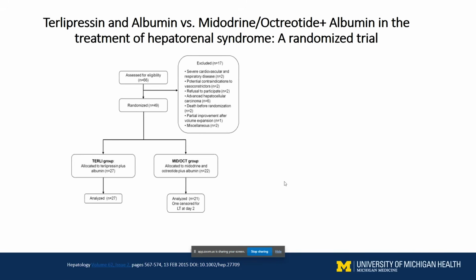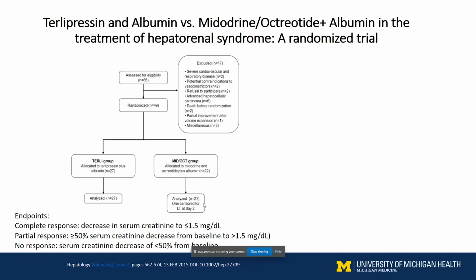So then, we were so used to midodrine and octreotide, and knowing that my data for midodrine and octreotide is not great, but we were using it because something is better than nothing. So this was a study which compared terlipressin and albumin versus midodrine and octreotide in patients with hepatorenal syndrome. There were 49 patients randomized, 27 in the terlipressin group and 22 in the midodrine and octreotide group. They analyzed 27 patients in one group and 21 in the other because one patient was censored as they received a liver transplant at day 2.